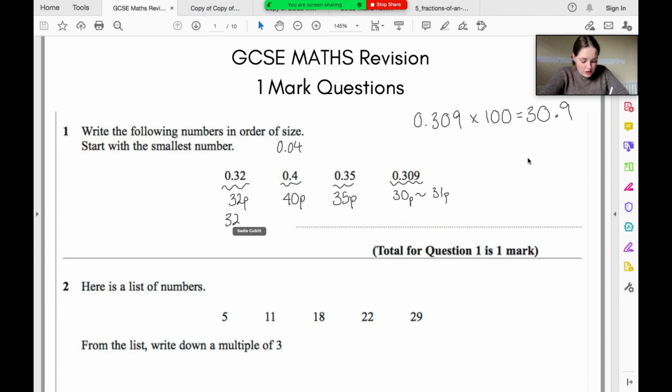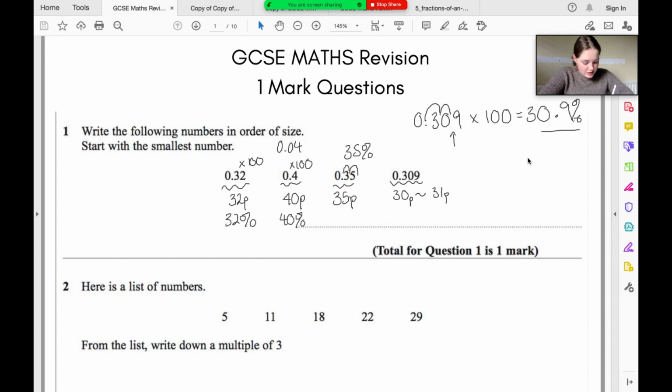This one would be 32%, this one would be 40%, and all you would do is times them all by 100 to put them into their percentages. And when we times by 100, remember, we're just moving our decimal point 2 places to the right, okay? So like this one, we just move it and it gives us 35%. And then here we move it 1, 2, and it ends up at 30.9%, okay? So now we know the percentages, we can put them in order.